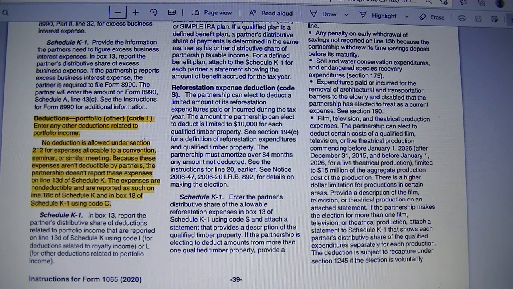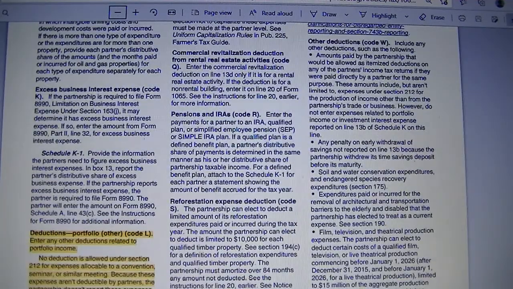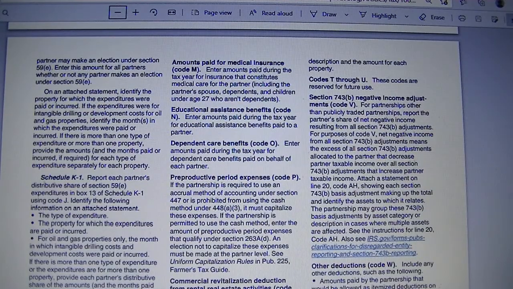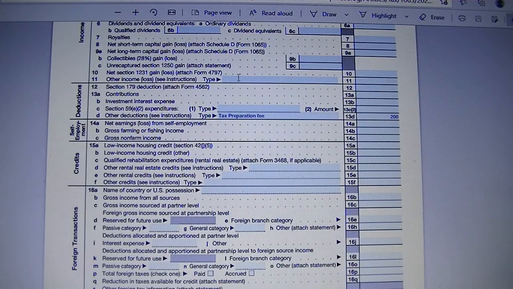So on Schedule K, line 13D, report the partnership's distributive share with code I for royalty, code L for portfolio, and then there will be code W. And under every single one, they will tell you how you'll report it on Schedule K1. So if we go back, we have the tax preparation fee, and we put it on line 13D, other deductions, because it's pretty much related. The activity is more a portfolio income type of activity rather than really a real estate activity, at this stage of the business for the activity conducted in 2020. So we have the amount on line 13D.